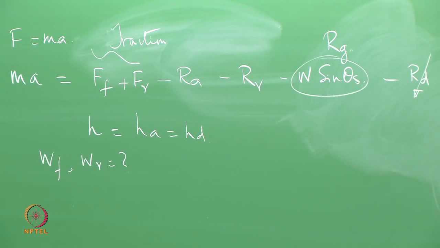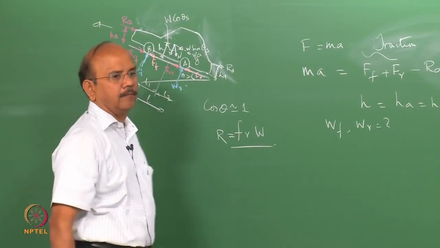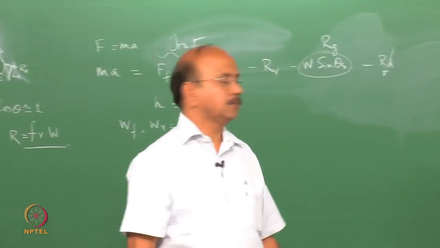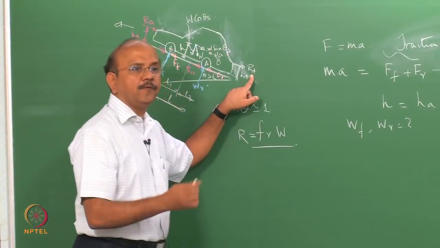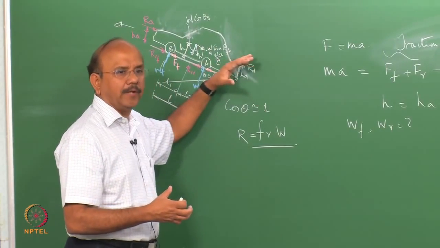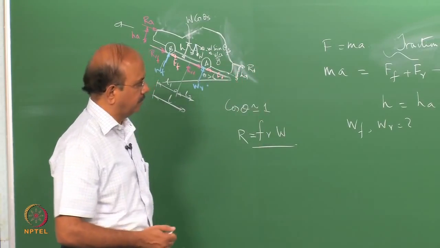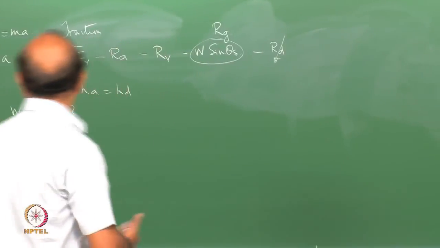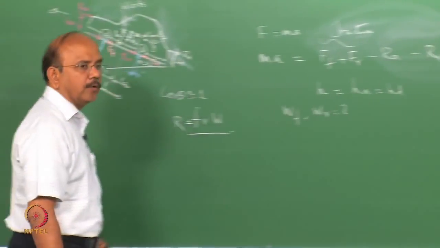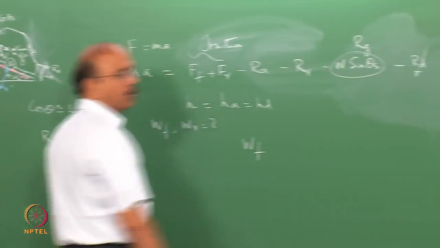and Wf and Wr are determined by taking moments about that point A and this point B. What is that RD? That is the drawbar pull. In other words, if you have a trailer attached to it, then that is the force. So, I am neglecting that. So, how do you calculate Wf and Wr? Just take the moment about A. Let's get that. I hope we don't miss out anything.